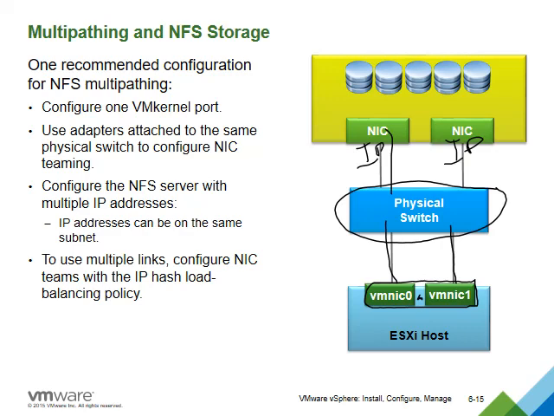IP addresses can be on the same subnet, of course. To use multiple uplinks, configure NIC teams using the IP hash load balancing policy. So we'll have two different IPs on the same subnet from our NFS server, and from our ESXi host these will go on the same virtual switch that has one VMkernel port, which will be one IP. But using these two links, it will split across to each one of the IPs.